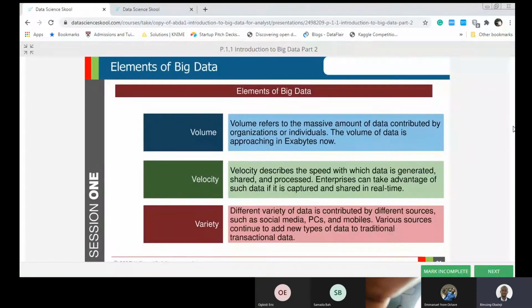So today we'll start with the elements of big data, which we also touched on a little bit yesterday. Each time you talk about big data, there are some characteristics that data must showcase that make it big data. Without that, big data cannot be said to be big data.